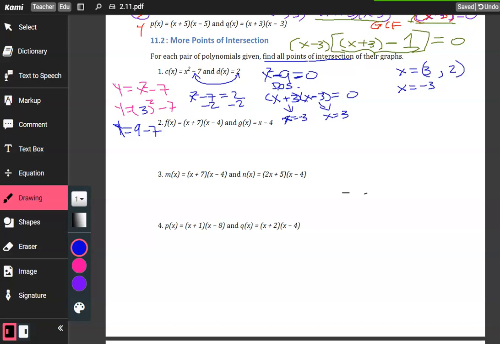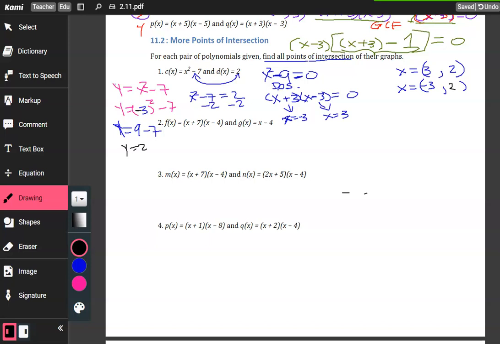So one of the ordered pairs is going to be (3, 2). Now for negative 3, let's do negative 3. If I plug in negative 3 there, that is still positive 9. Minus 7 is still 2. So those are your 2 points of intersection: (3, 2) and (negative 3, 2).